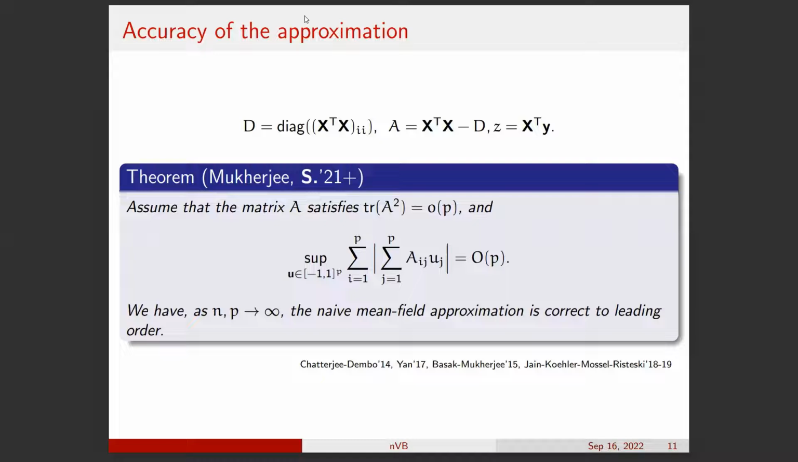The non-trivial assumption here is that if I look at the trace of A squared, that is little o of p. And the result here is that I don't care much about what the relative rates of n and p are as they grow. As long as this condition, trace of A squared is little o of p, is satisfied, I have the naive mean field approximation accurate to leading order. Okay, this is essentially our first result. Yeah, this encodes some kind of weak uncorrelatedness among the coordinates of x, the trace of A squared. Okay, so I'll come to that in a minute.